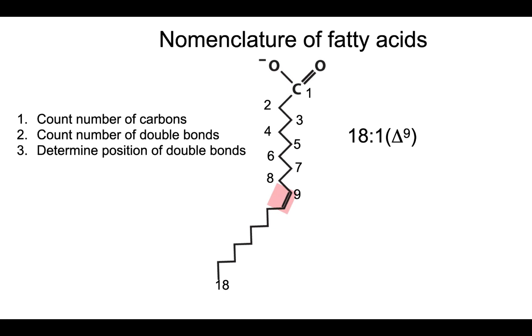Now, to name a fatty acid, the first thing that you do is you count the number of carbons. So here we have 18 carbons. And then you count the number of double bonds. We have one double bond, so 18:1.